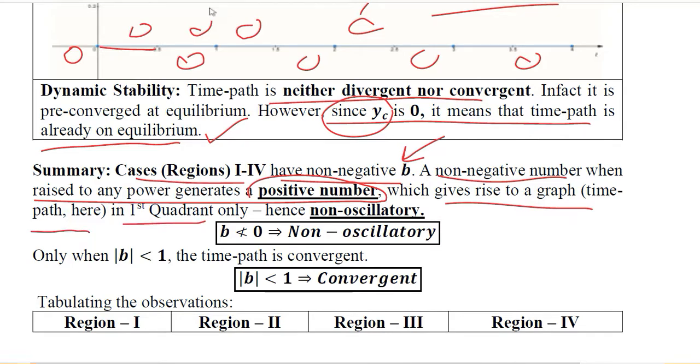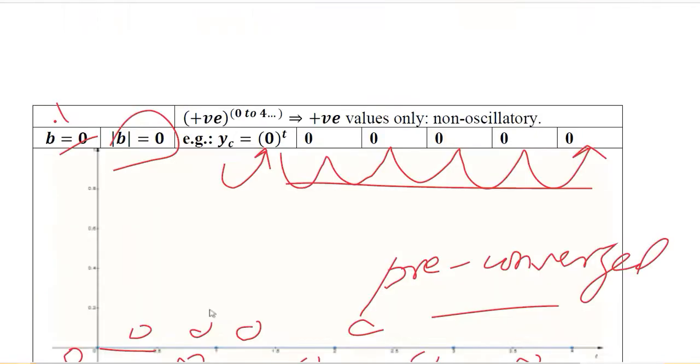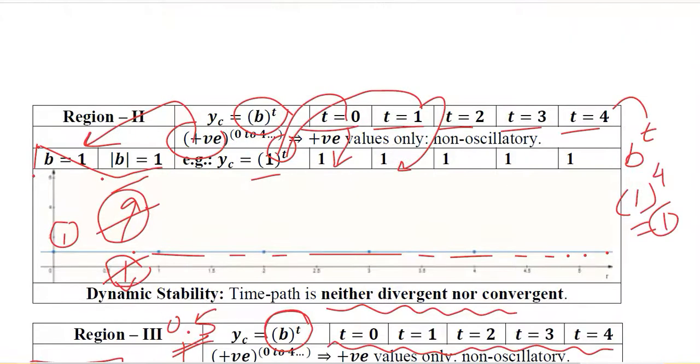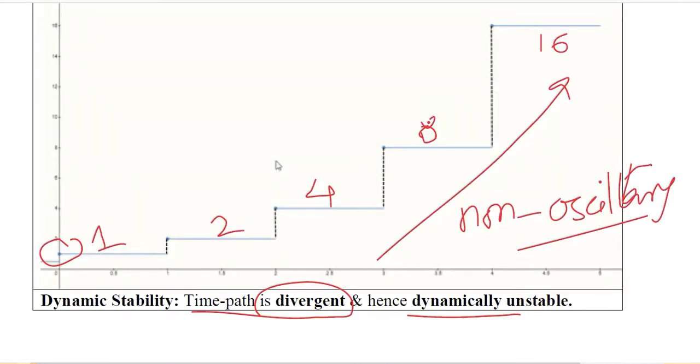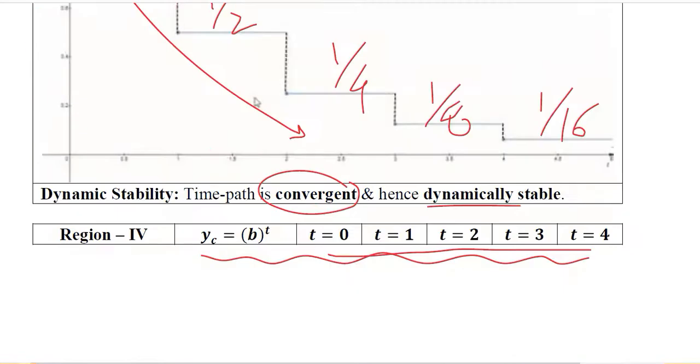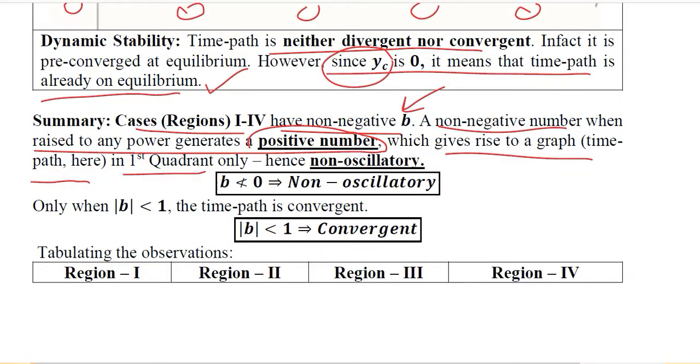As you saw, all of these graphs were in the first quadrant. They were not entering into the fourth quadrant where the negative values exist. Therefore, it was non-oscillatory, no movement below and above the x-axis. So the conclusion is that whenever b is non-negative, there will be a non-oscillatory time path.